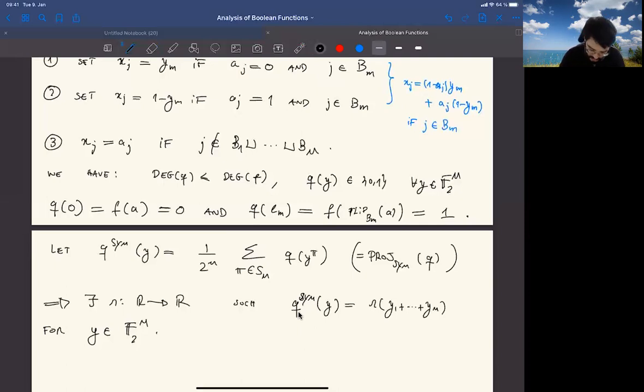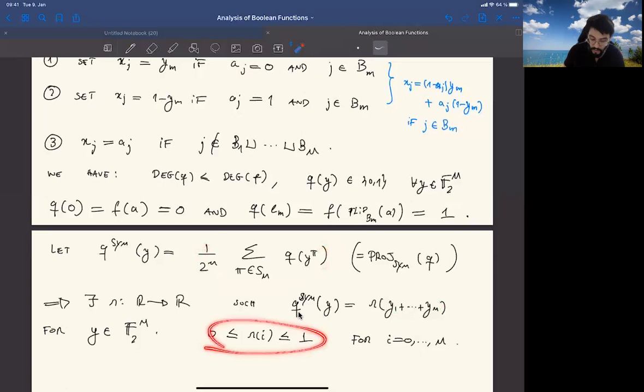Okay, so what do we know about this guy? Well, we do know that if you evaluate it, it's always between 0 and 1. Okay. And why is that? Because it agrees with that function Q. But what is this function evaluated at a vector whose sum is i? Well, it's actually an average of the function Q over all the vectors whose sum is i. But the function Q only assumes values 0 or 1. And so this value is between 0 and 1. And so the value of r is also between 0 and 1.